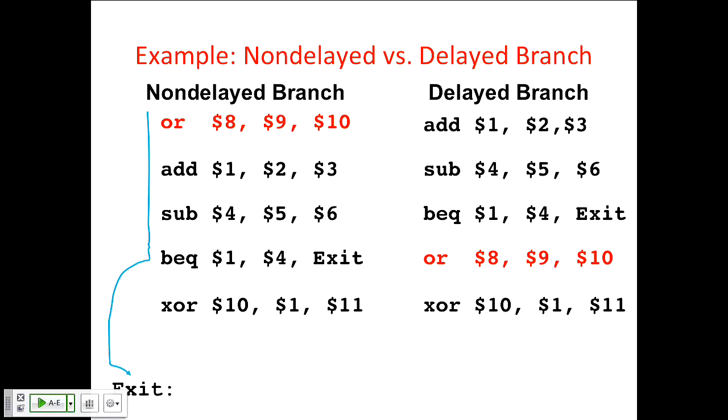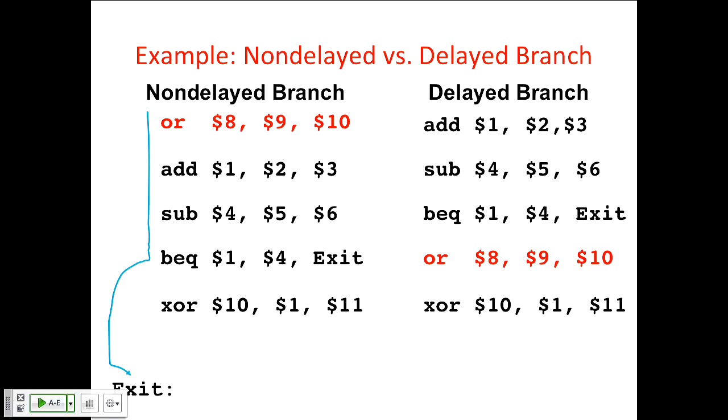However, you can usually find some independent instruction ahead of the branch that you can move down and fill that branch delay slot, which is what happened here. This OR instruction writes register 8. The branch doesn't depend on this instruction in any way. Right? This 8 is not used by these instructions. So this OR instruction, I can just move it down and put it in the branch delay slot.